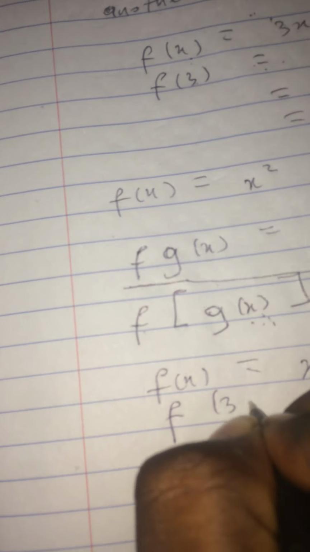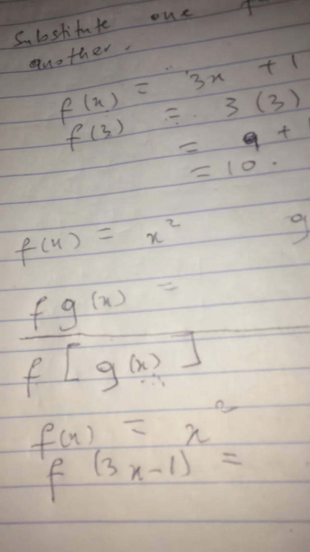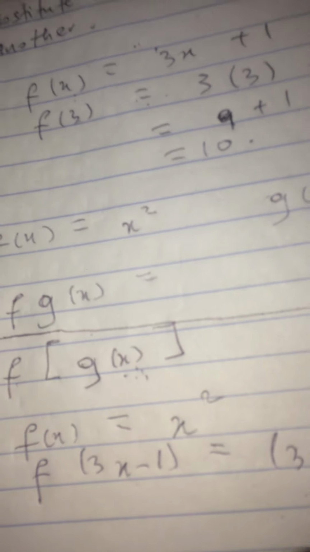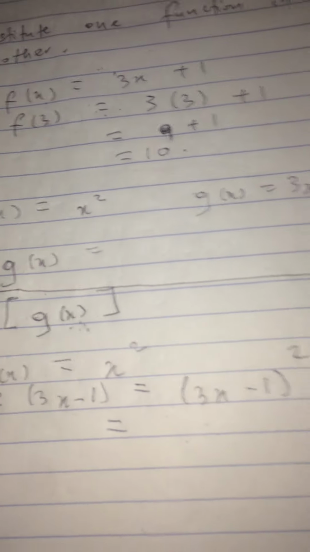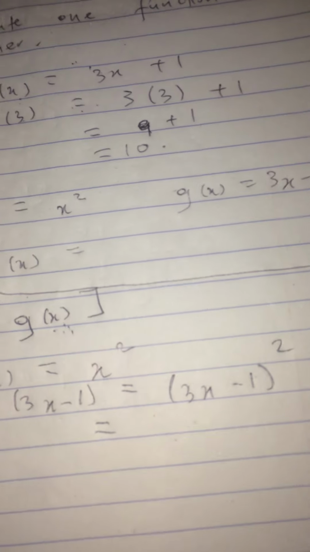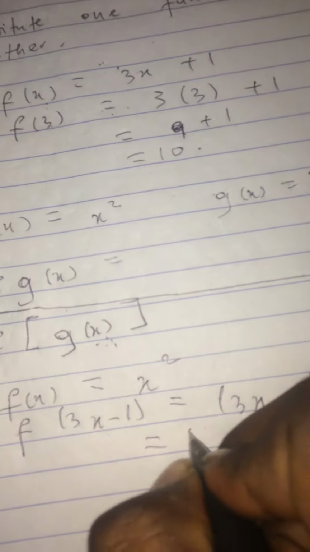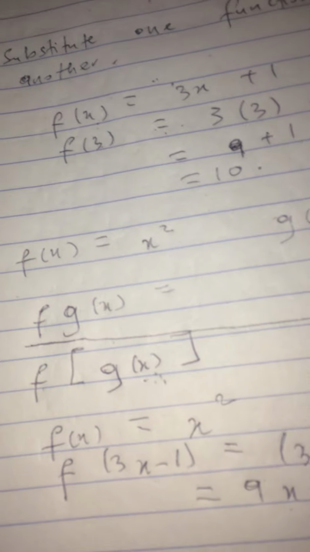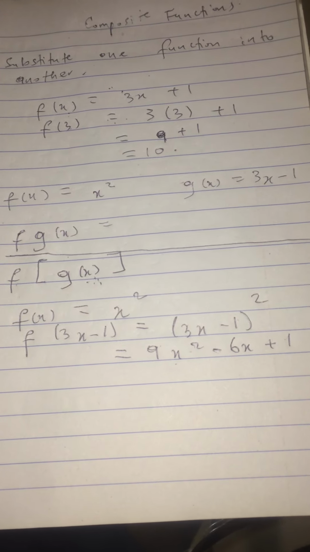So we're going to say f of 3x minus 1 is equal to, so wherever we say x, we're going to put 3x minus 1, 3x minus 1 all squared. And then we know this is the FOIL method. I'm not going to go through the FOIL method here, but you can go through the FOIL method, which is the distributive law, and you're going to see that it's going to be 9x squared minus 6x plus 1. And that should be the answer that you got for today's activity.